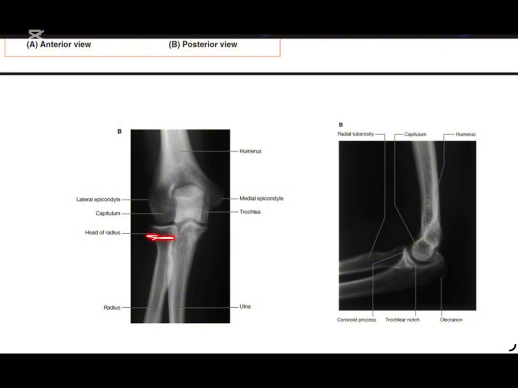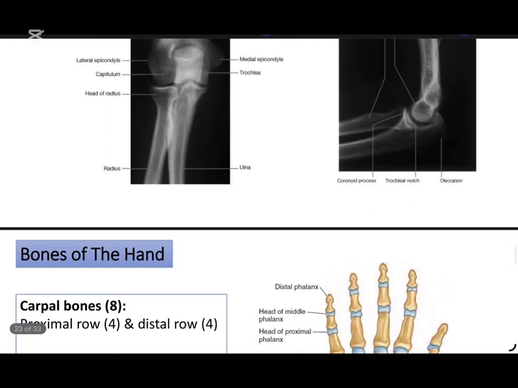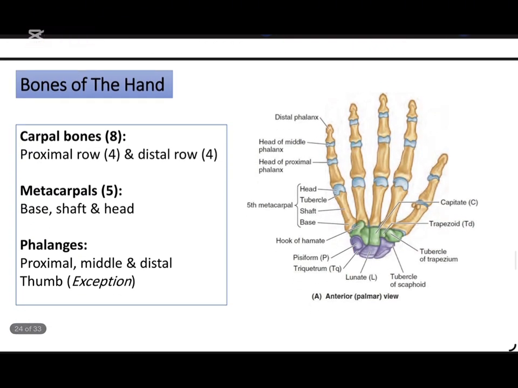Okay, let's come here. What is this? Trochlear notch. Coronoid. Olecranon process. That's right. Okay, any questions? Let's move to the hand.